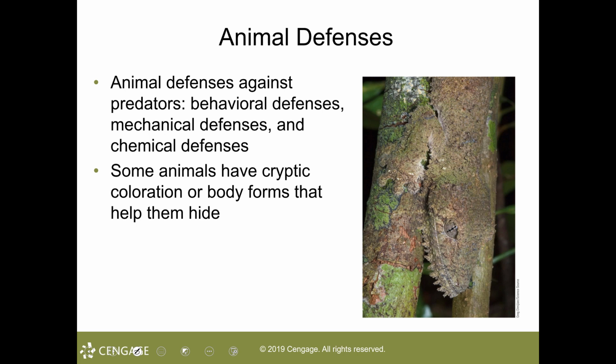So other animal defenses, class, such as predator defenses, can be behavioral defenses, mechanical defenses, or even chemical defenses. Some animals, class, have cryptic coloration or body forms that help them hide, such as what you all see here with the mossy leaf-tailed gecko. It hunts for insects at night and sleeps pressed against a tree branch by day, so it is virtually invisible when it sleeps. So there you have it, class.